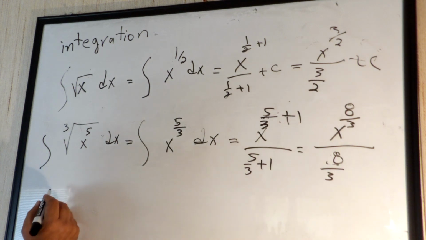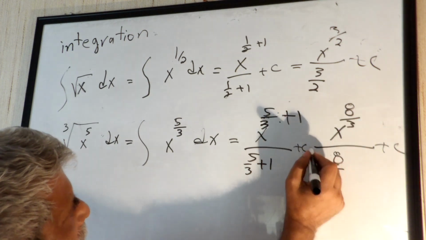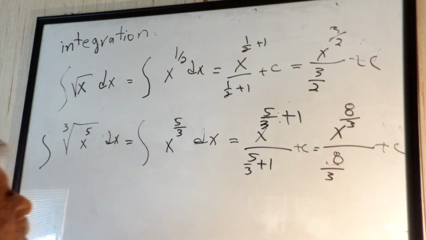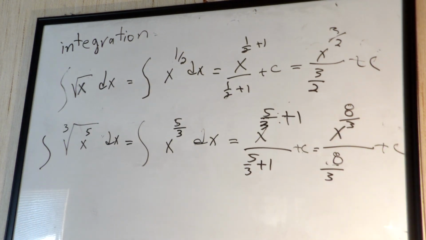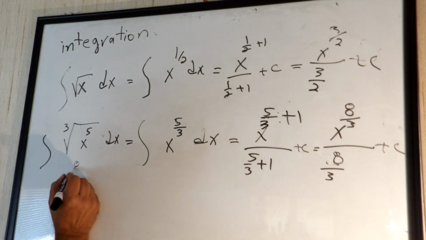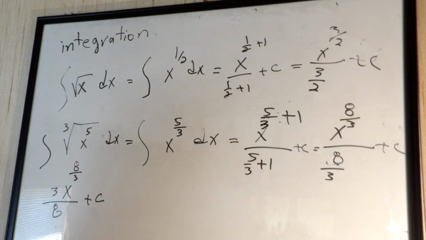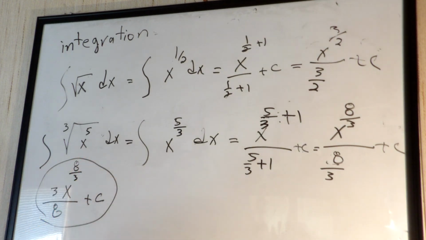And then here you are going to have plus c. These are going to be plus c. Okay, so that is going to be like this, x to the power of 8 over 3. You can write it like this, 3 over 8 plus c. So that's the antiderivative, the answer is this. So we change it to this form, okay?